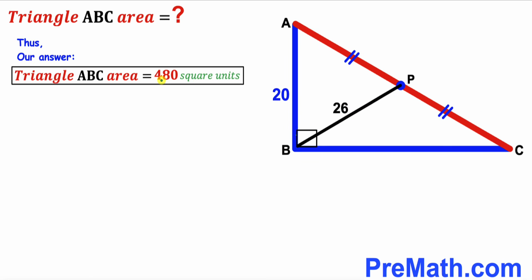So after all the calculations and manipulations, the area of triangle ABC turns out to be 480 square units. In other words, the area of this triangle ABC is 480 square units. And that's our final answer.